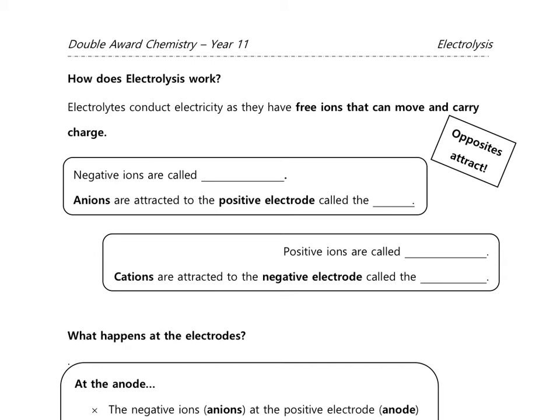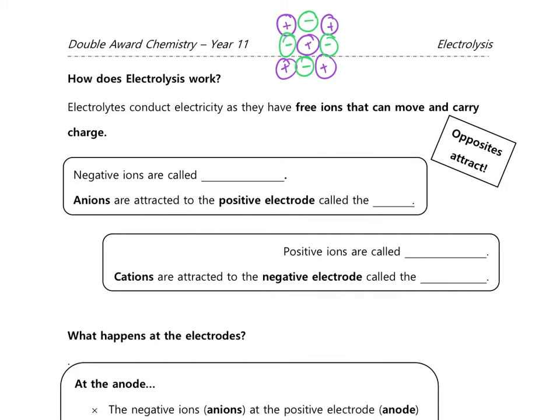So how is it that electrolysis works? Well, what we have with electrolysis is ionic compounds. And if you think about the structure of ionic compounds, they're in a lattice structure. So I'll just draw a quick lattice structure here. And we have positive ions and we have negative ions. And they're all stuck together in a lattice structure.